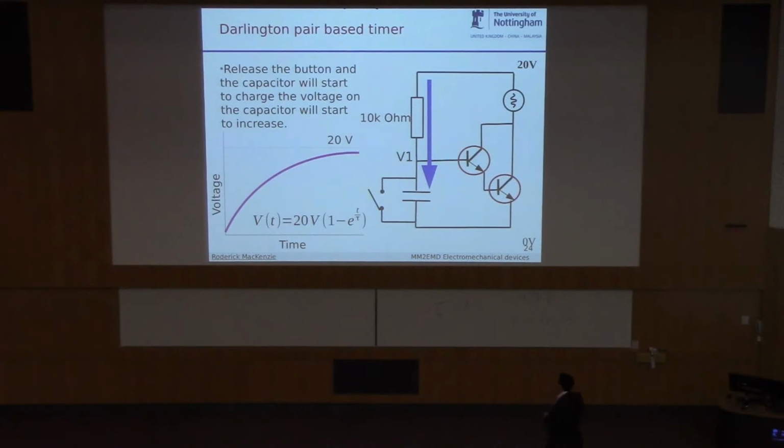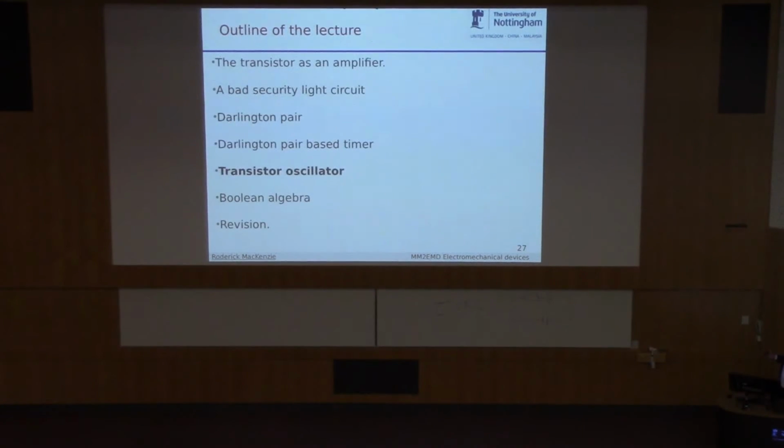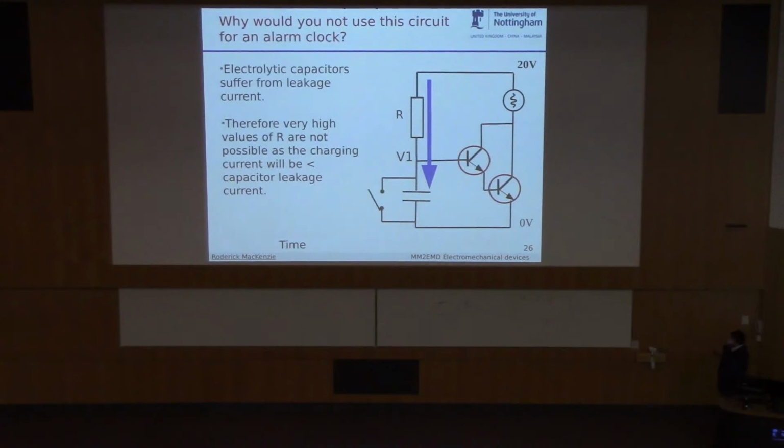And at some point what will happen is this voltage, V1, will go over the point to turn on your Darlington pair. And all of a sudden, your light bulb will light. I haven't got an animation of that. Your light bulb will light. So this is effectively a simple timing circuit.